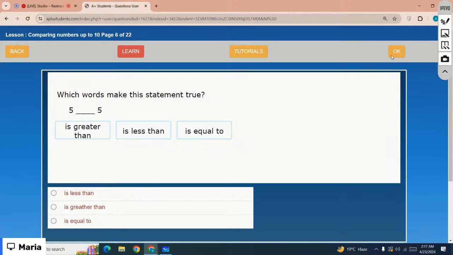Which words make the statement true? The correct option is 5 is equal to 5. They both are exactly equal.